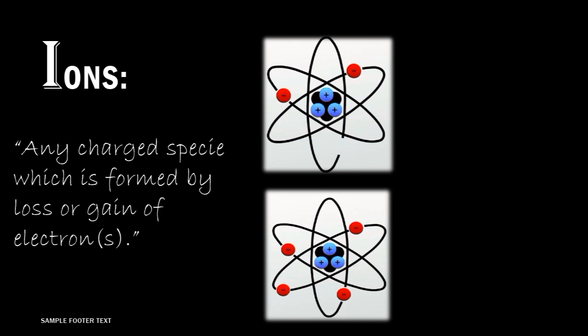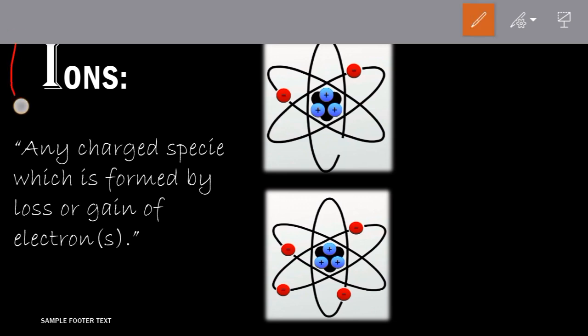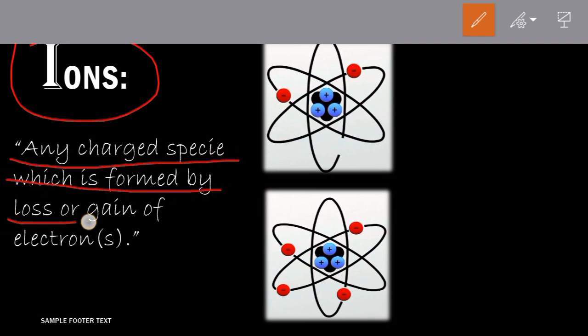So students, what happens then if an atom is having missing or extra electron? Yeah, you are right. We will have ions. So any charged species which is formed by the loss or gain of electrons is called an ion.